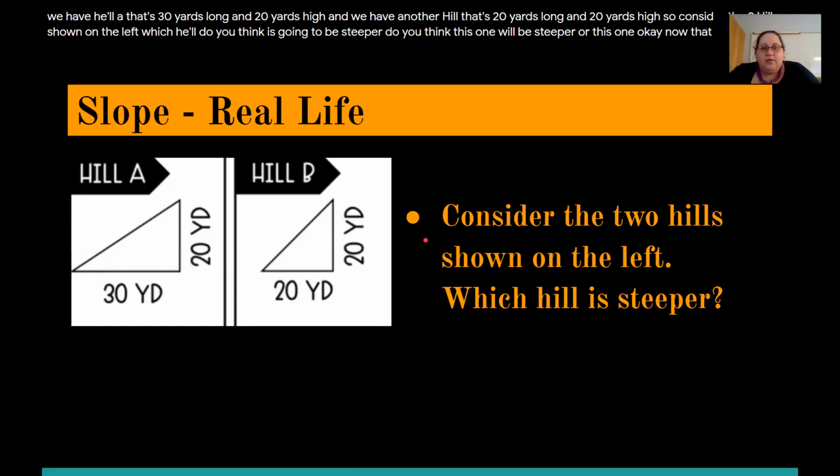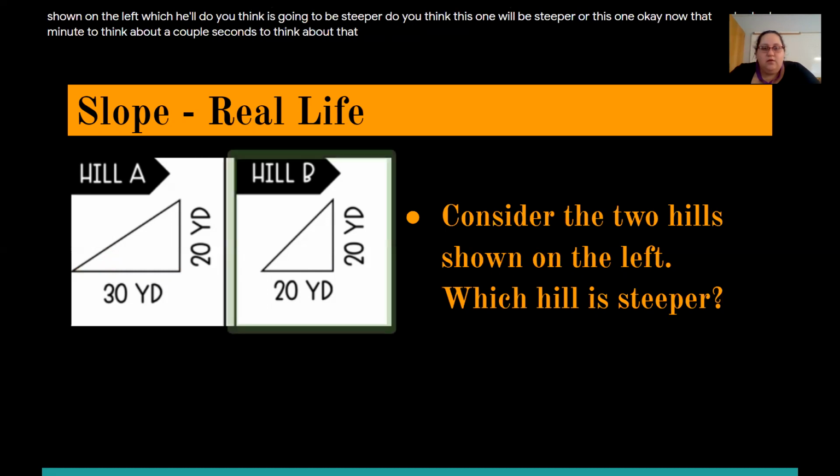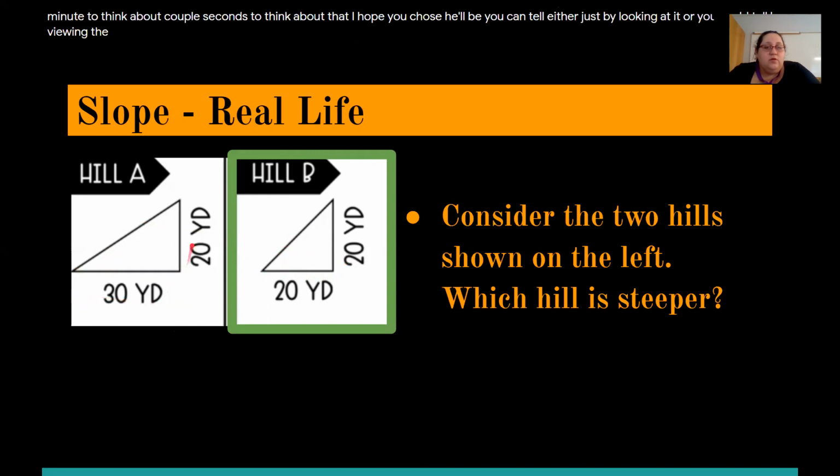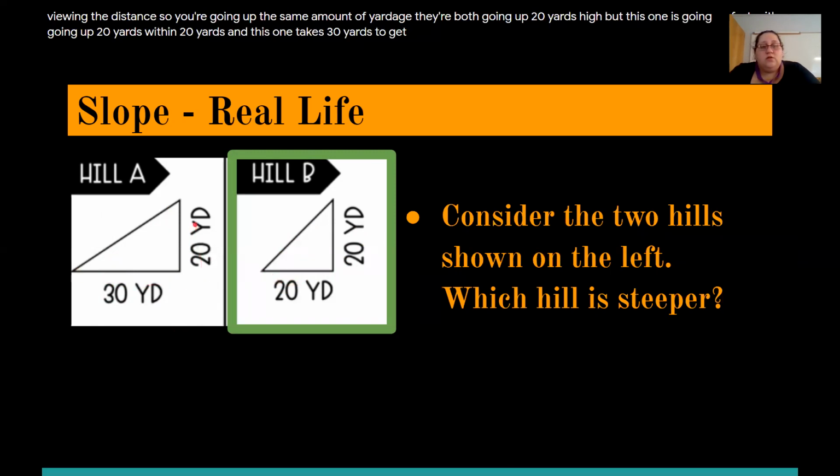Okay, now that you've had a couple seconds to think about that, I hope you chose hill B. You can tell either just by looking at it, or by viewing the distance. You're going up the same amount of yardage. They're both going up 20 yards high, but this one is going up faster. It's going up 20 yards within 20 yards, and this one takes 30 yards to get up 20 yards. So you can tell that this one's increasing at a faster rate.